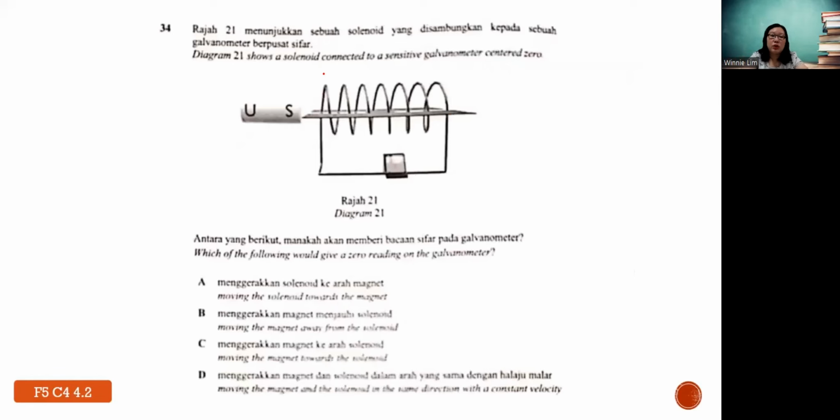Question 34, diagram 21 shows a solenoid connected to a sensitive galvanometer centered at 0. Which one will give a 0 reading? A 0 reading means no effect. There is no cutting. If there is no induced current, that means there is no cutting of magnetic flux. Got cutting, got current. I always tell students, cutting of magnetic flux.